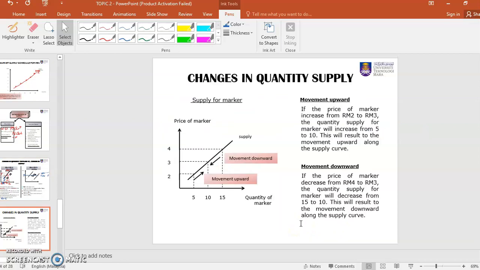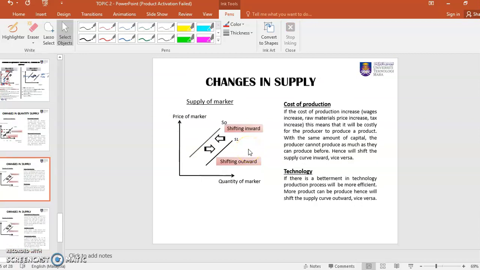Okay, like this. This was explained just now, why it moves up or down because of the price factor. Upward movement means when price increases, from RM2 to RM3, it shows quantity supply will increase from 5 to 10. And downward movement, when price decreases, quantity supply also decreases. Okay, from RM4 to RM3. When price decreases, quantity supply also decreases. So it shows a downward movement. Okay, so this is the changes in supply.